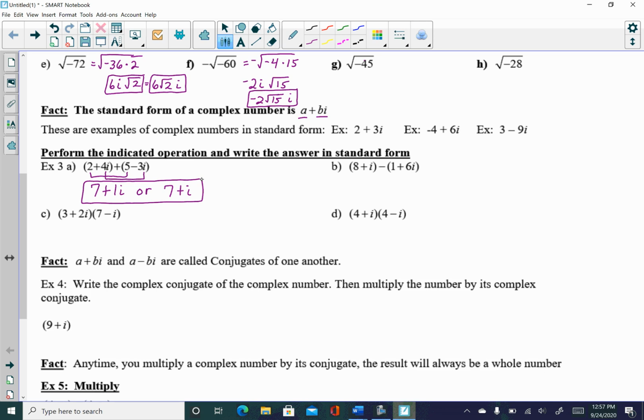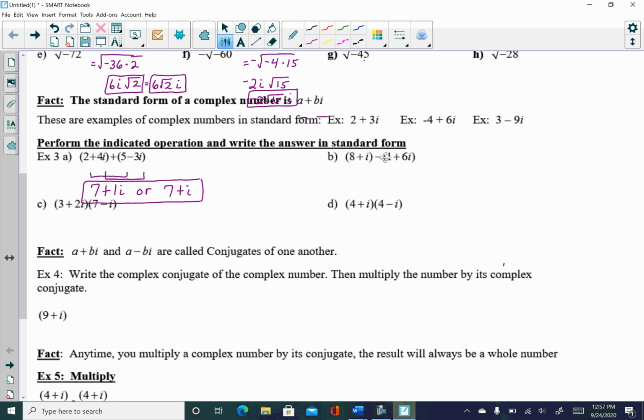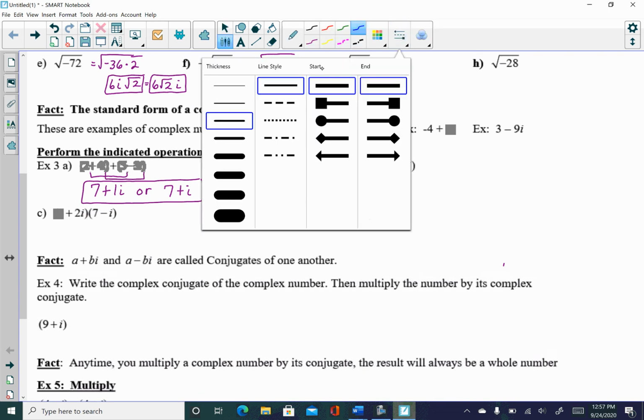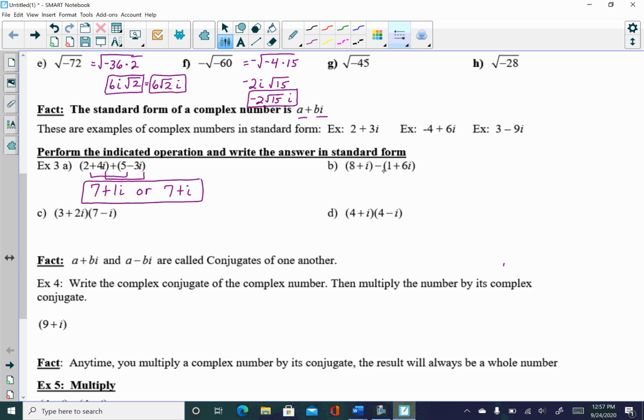Letter B, just like we've talked about before. You've got a negative sitting in front of that back parenthesis, so that negative 1 needs to be distributed. So let's burn a step here. I have 8 plus i. Take this negative 1 and distribute. So minus 1 minus 6i.